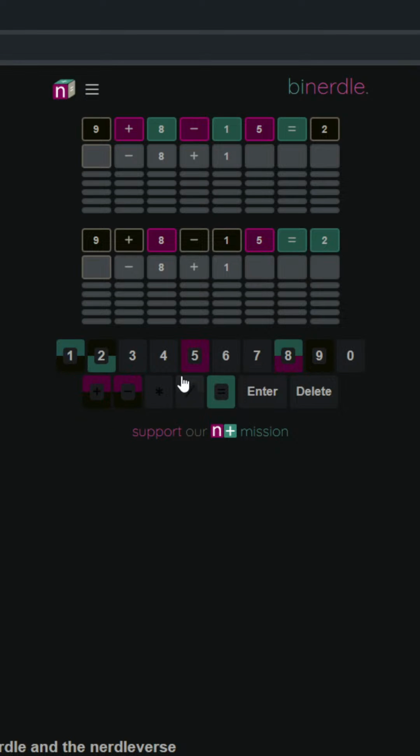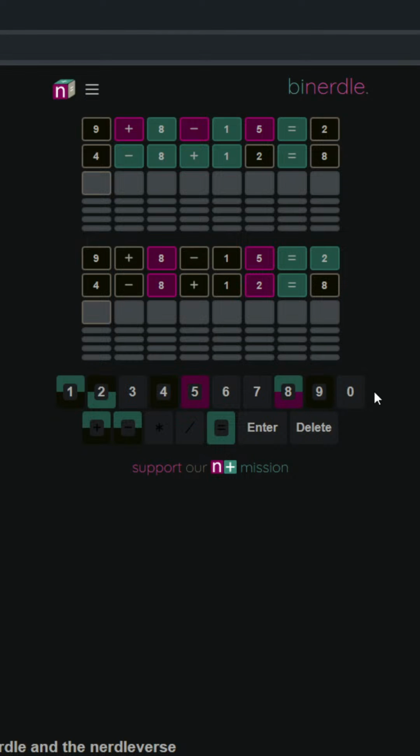Let's say this is 4 minus 8 would give us -4. -4 plus 17 is too big of a number. -4 plus 12 gives us 8. Okay, I'm onto the right track.